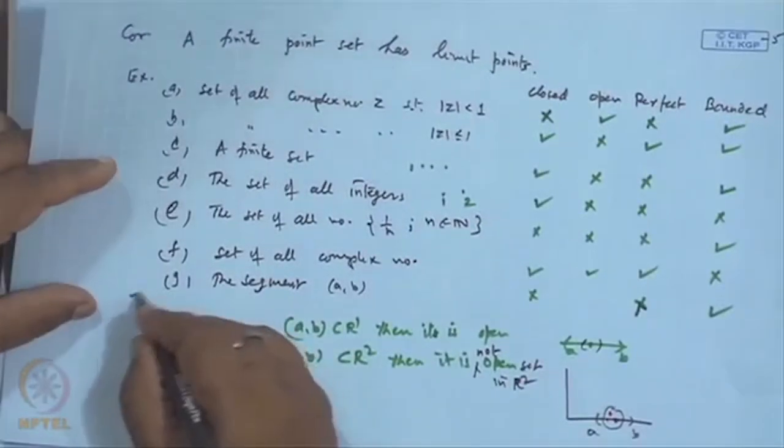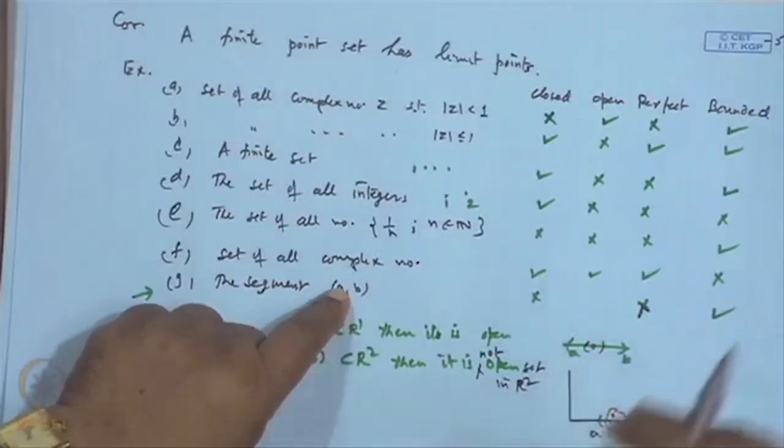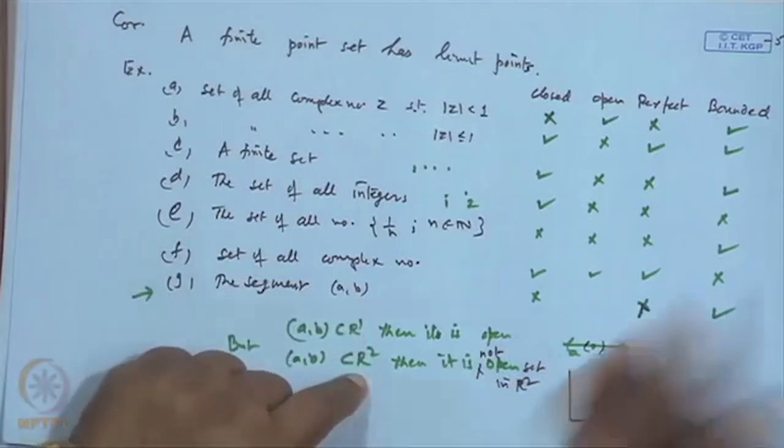Now, this example shows that openness or closeness are relative concepts. It depends on the set of which it is a subset. So, with respect to that, whether it is open or not. If we consider AB as a subset of R, then obviously it is open. But when you consider AB as a subset of R2, then it is not open. So, it is a relative concept. So, we can further give a definition of the openness or closeness with respect to the set. That is called relatively open or relatively closed sets.